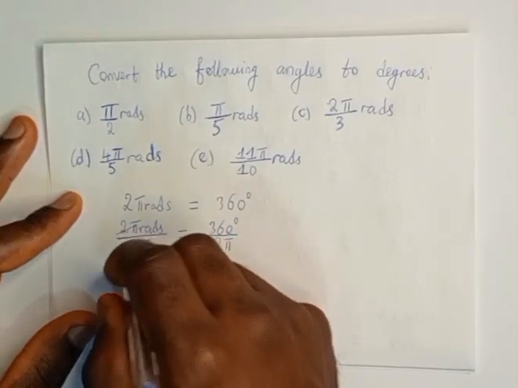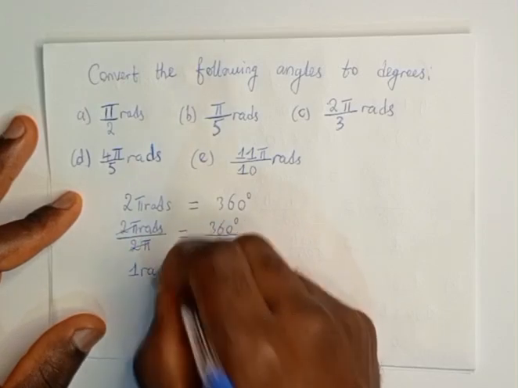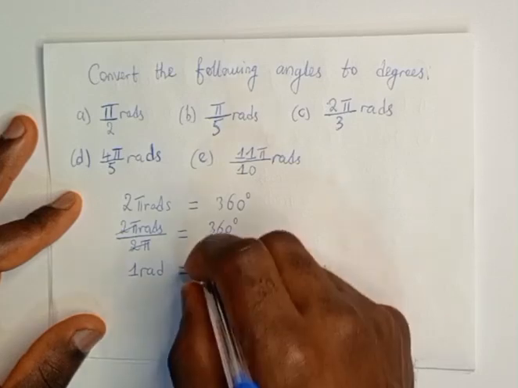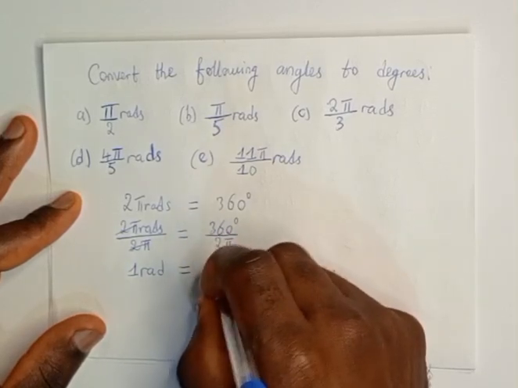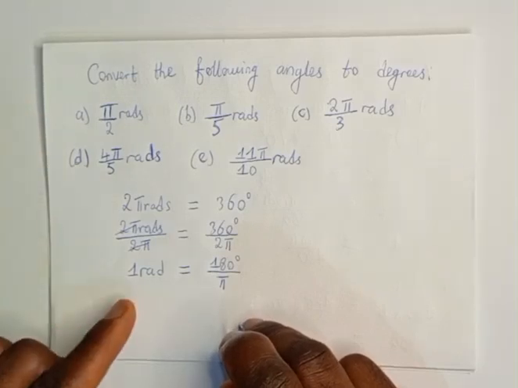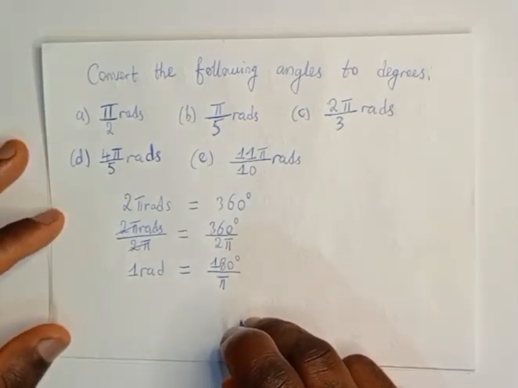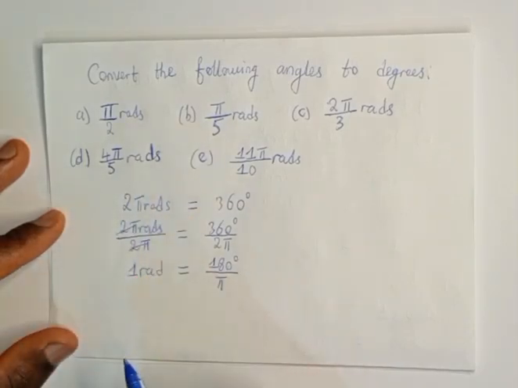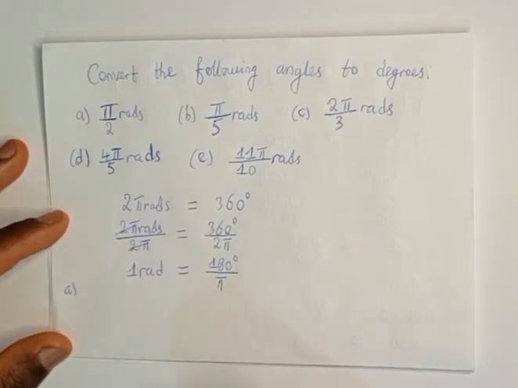2 pi will strike off 2 pi, we'll be left with 1 rad is equal to 360 degrees over 2 pi, which can be simplified. This will give us 180 degrees over pi. You can see this is 1 radian in degrees. Knowing this, we can convert the following angles to degrees. For A, we are to convert pi on 2 radians to degrees.